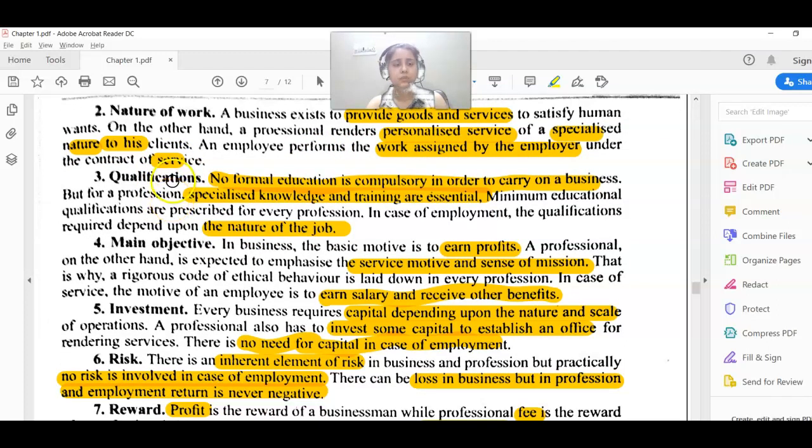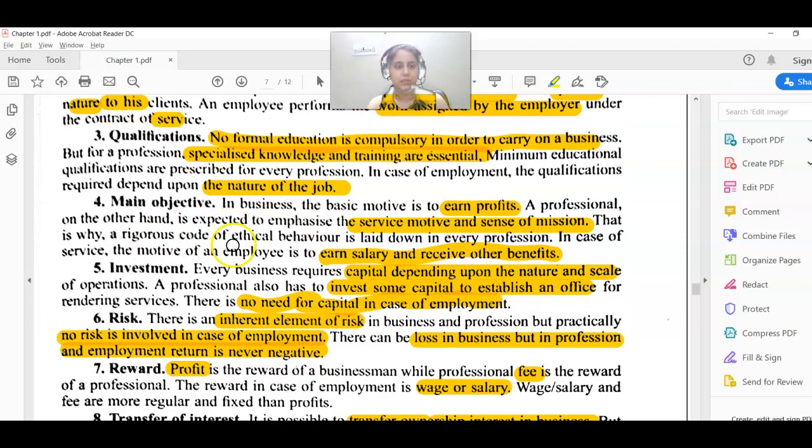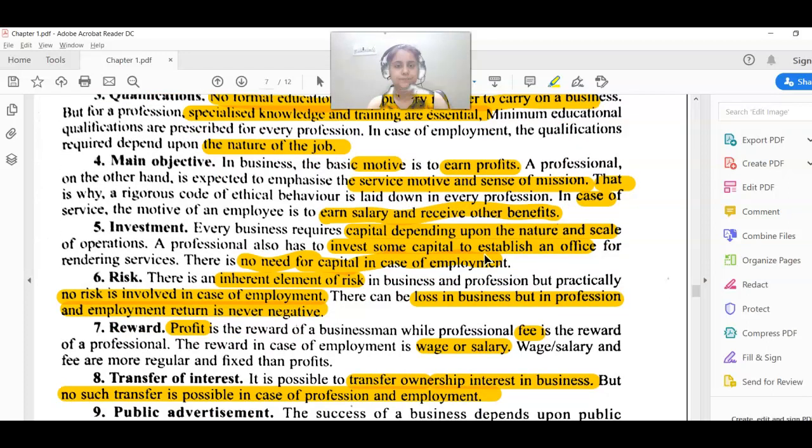Qualification. For business, there is no formal education required, but for professional, a specialized knowledge and training is essential. Minimum educational qualifications are prescribed for every profession. Very important line. In case of employment, the qualification depends upon the nature of the job. Okay. Main objective. The main objective of business is to earn profit. For a professional, the main objective is to serve. Service is the motive here, and a sense of mission. For employment, the main objective is to earn salary and other benefits which you get from the employer.